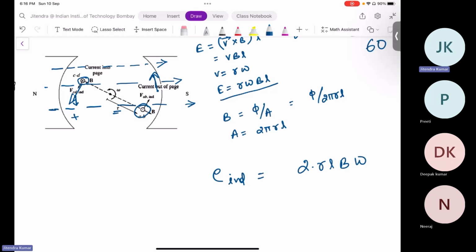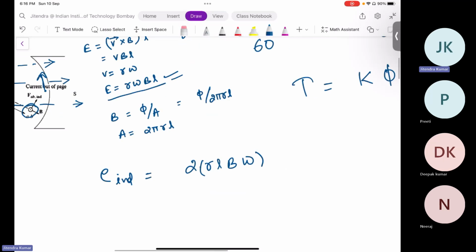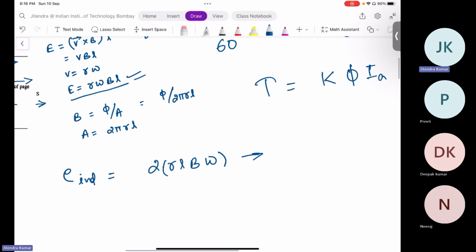EMF induced in a combination of coil: in a coil, basically two conductors are there. So for one conductor, it is B omega into R into L from this expression. And I am multiplying it with 2 since there are two conductors. And this expression is valid only under the pole faces.